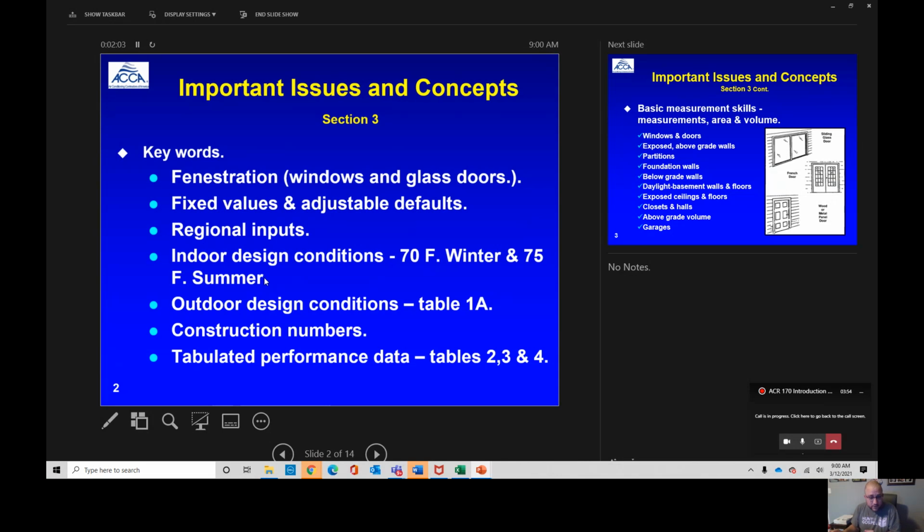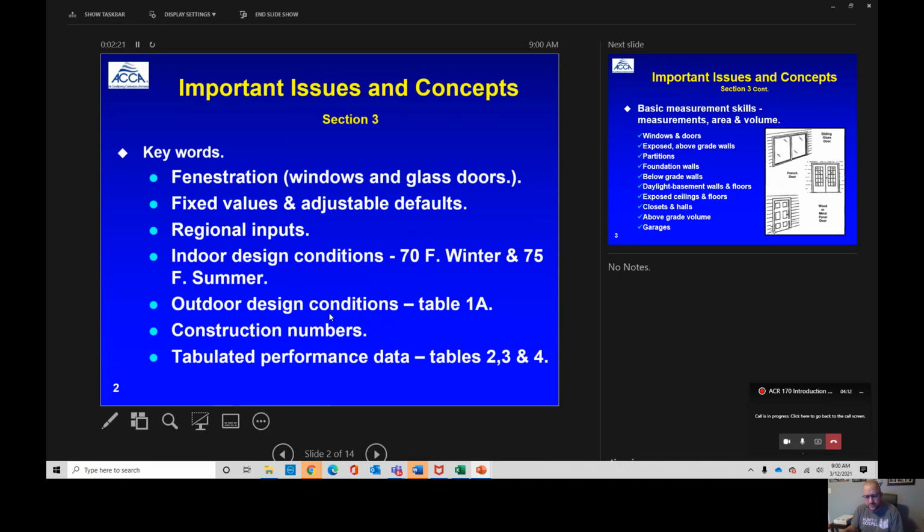Outdoor design conditions are going to be by Table 1A, and this is in your Manual J book, and that's where you're going to find different regions of different states and how all those numbers are calculated. So that's going to be your winter temp and your summer temp.